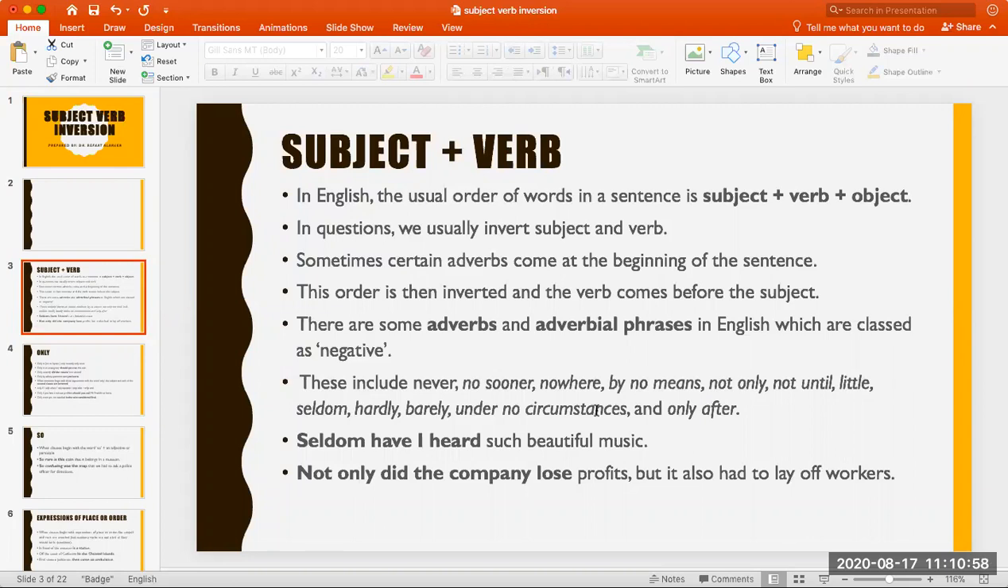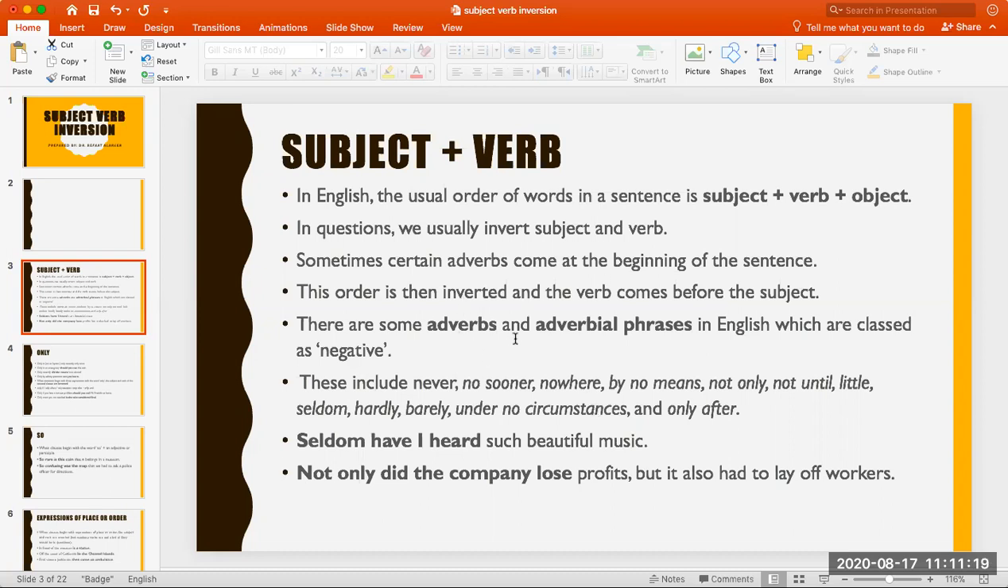But usually when we make questions, we change this order. If the sentence is, she was born in Gaza, the question is, was she born in Gaza? Or where was she born? But today we're not talking about the subject-verb inversion in questions.